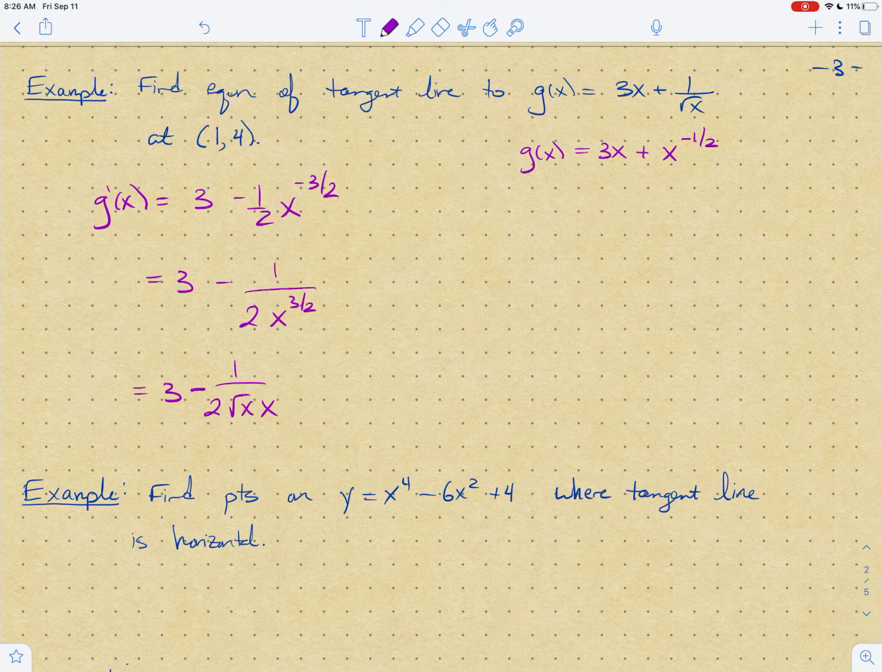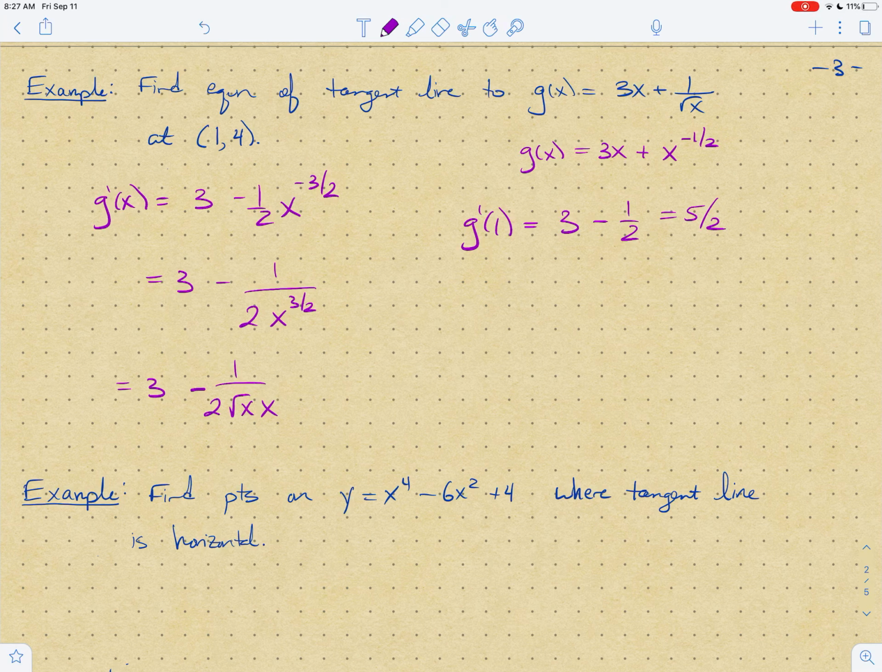Oh, that's a minus. Don't forget the minus. It's 3 minus that. Let's clean this up a little bit. All right, so that's g prime. I'm interested in g prime at the point 1. So g prime of 1, it turns out, is just 3 minus, well, plug in 1. You could have plugged 1 right in there. I think we're comfortable with 1 to the anything is 1. So this is just 3 minus 1/2, which is 5/2.